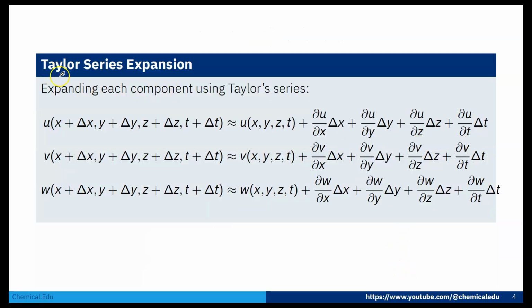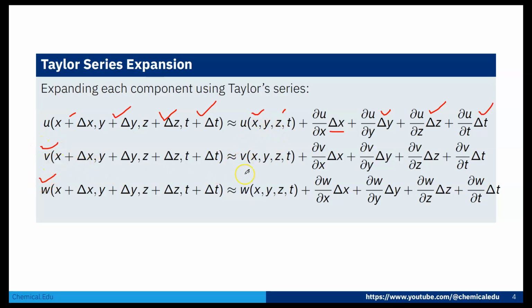Now, if we expand each component using Taylor series, u of x plus del x, y plus del y and z plus del z and t plus del t can be written as u of x, y, z, t, plus partial derivative of u with respect to x into del x, partial derivative of u with respect to y into del y, partial derivative of u with respect to z into del z, partial derivative of u with respect to t into del t. Similarly, we can write v as well as w.